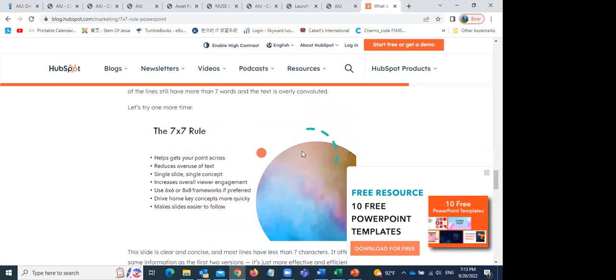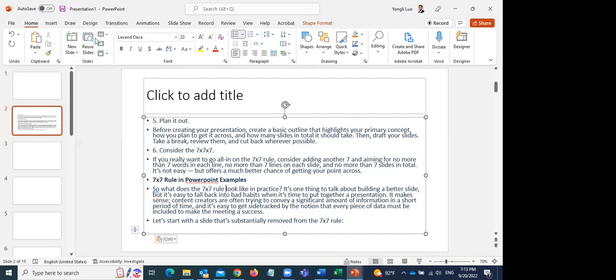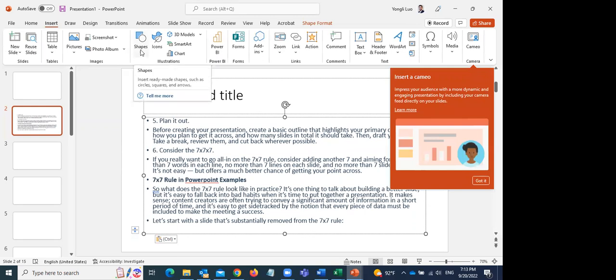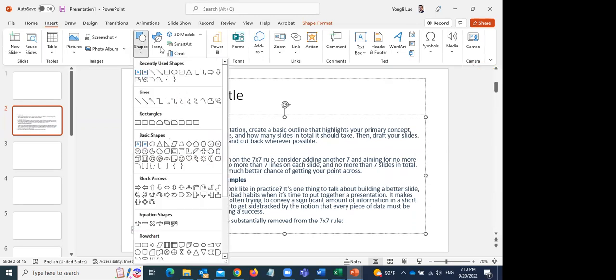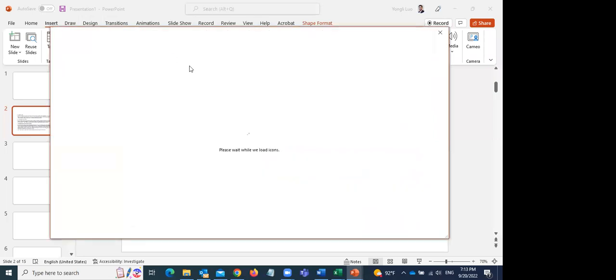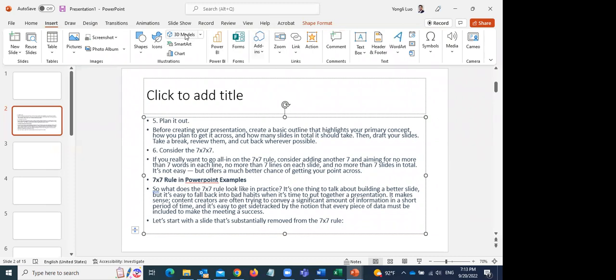You can add some pictures, and you can insert some different shapes, or use some icons, 3D models, smart arts. In other words, we just have to explain what you did, right?